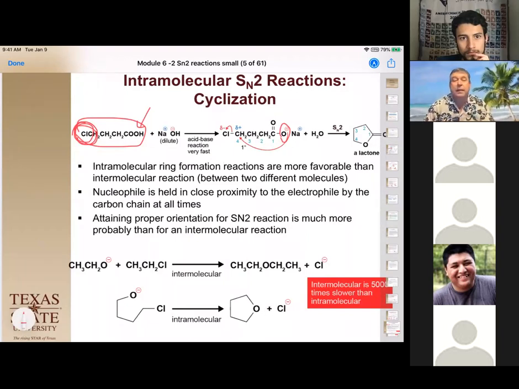So in our SN2 reactions, one of the things that really speeds up the reaction is to have an intramolecular SN2 reaction, which forms rings. Basically you have the nucleophile and the leaving group on the same chain, and then it forms rings. Now, this is true for making things like 5-, 6-, and 7-membered rings, 5 and 6 being the most thermodynamically favored.